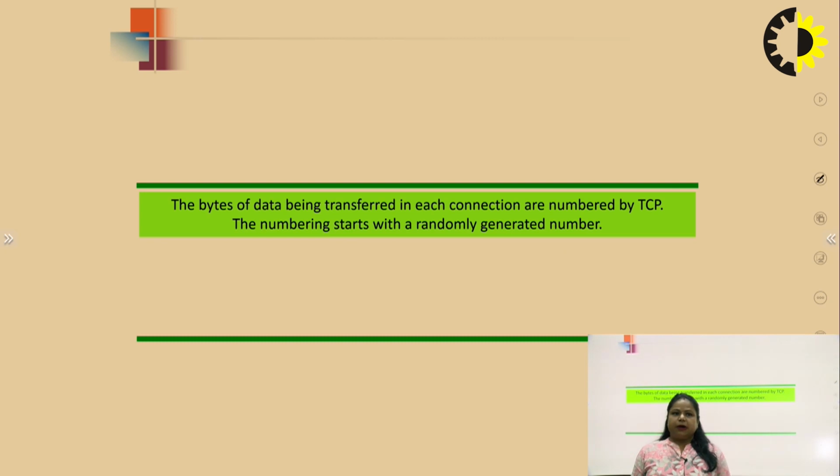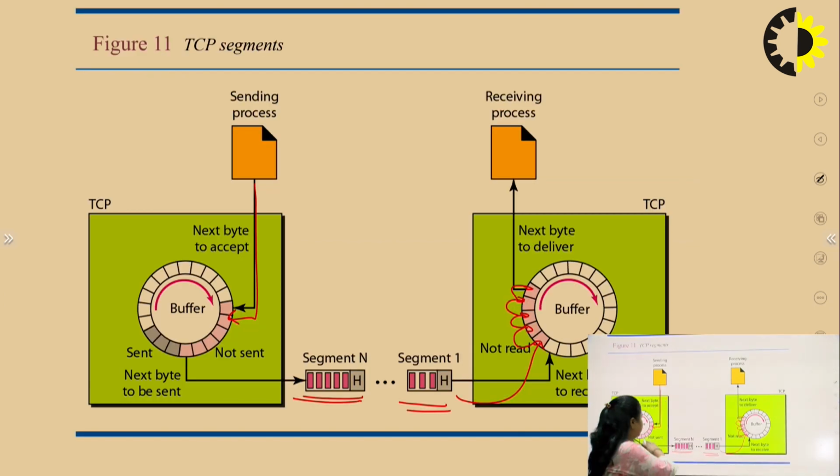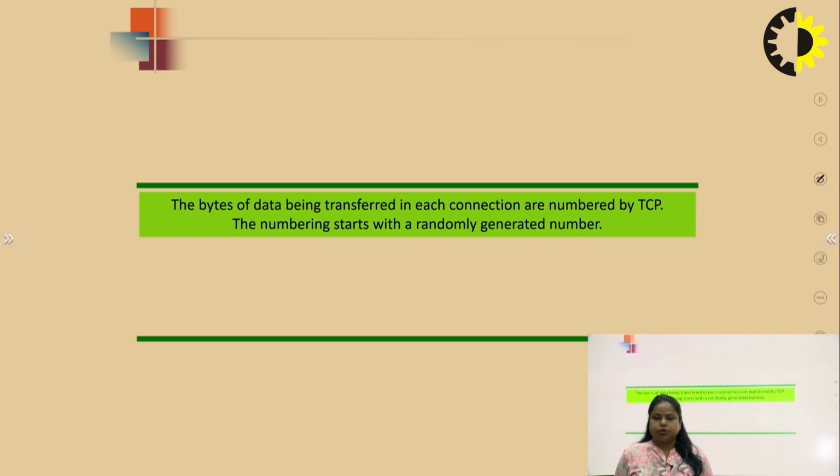In TCP, the bytes of data transferred in each and every connection are all numbered. For example, this packet is 1, 2, 3, 4, 5, 6 and so on. So there is a way to provide sequence numbers to each segment. The numbering starts with a randomly generated number, depending upon the conditions of how we need to generate those numbers.